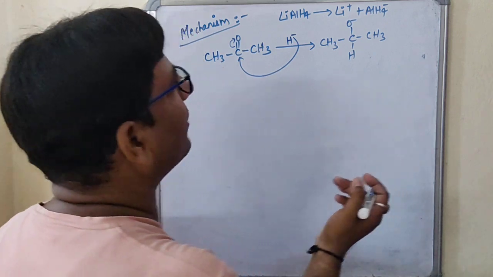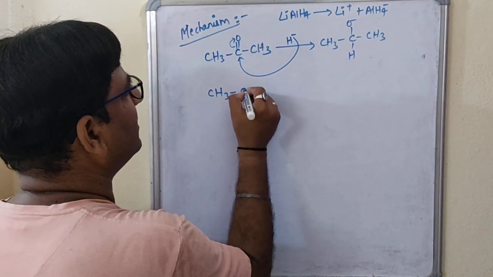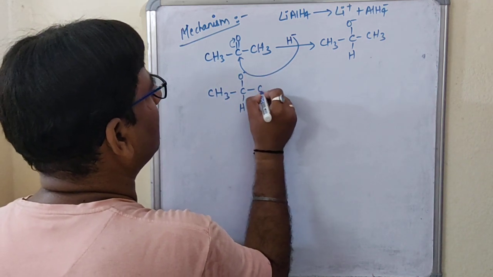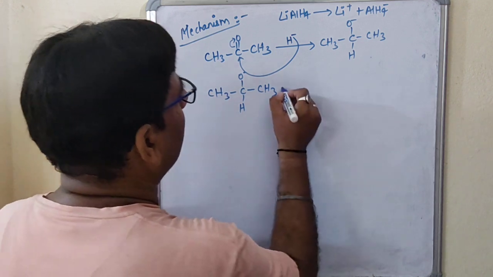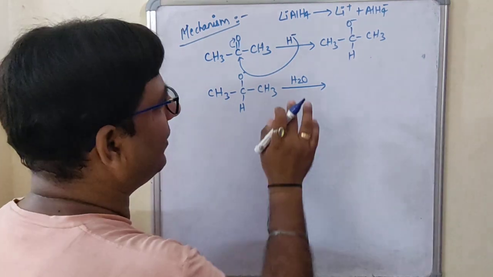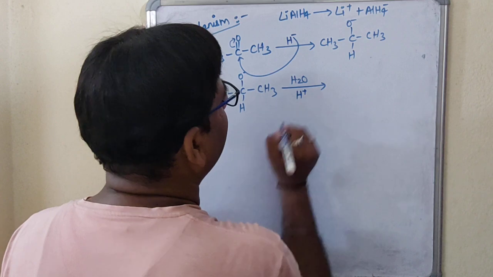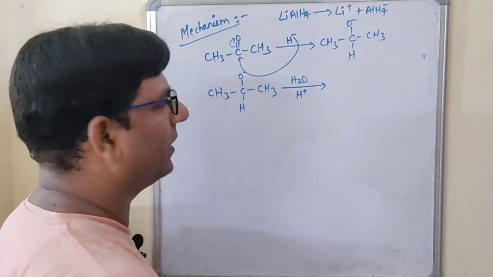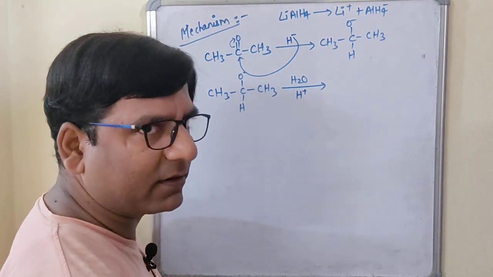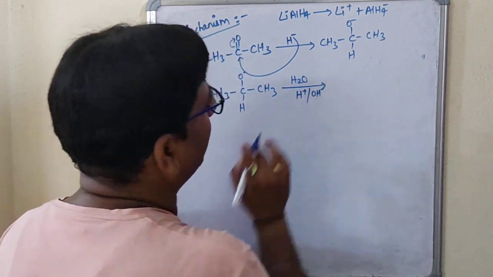Now in the next step, what will happen? CH3, C, O minus, H, CH3. We have water, treatment with the water molecule. When you are using this water molecule, you are taking out the H plus. Already we will use this H plus, and we have OH minus as well, because we have both OH minus and the H plus.